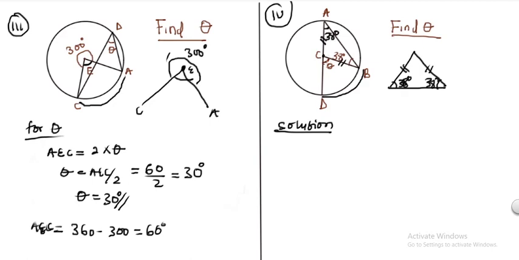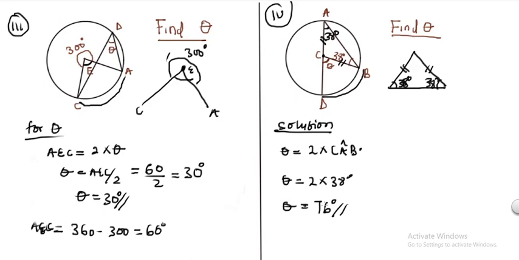Now that we know that, to find theta here, we can say theta is equal to, that's the angle at center, is equal to 2 times angle at circumference. Angle at circumference is angle CAB. So we know that angle CAB is 38 degrees, so that theta is simply equal to 2 times 38 degrees. So theta here is equal to 2 times 38 is equal to 76 degrees. So that's the value of theta here.